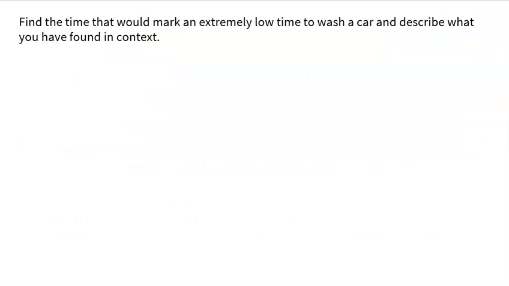All right, so here's another example. Find the time that would mark an extremely low time to wash a car and describe what you found in context. All right, so we just found the extreme high. Now let's find the extreme low. All right, so let's see here.